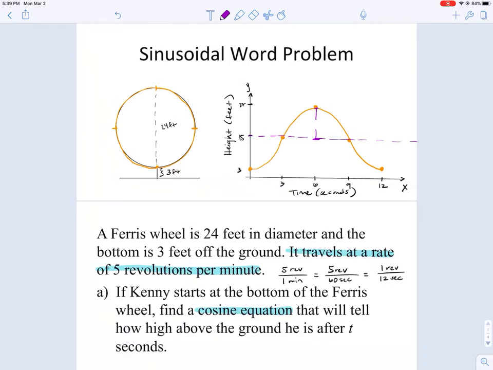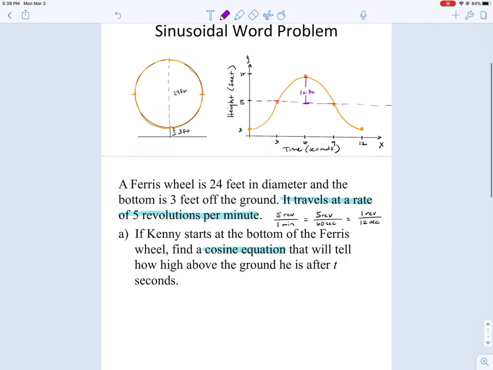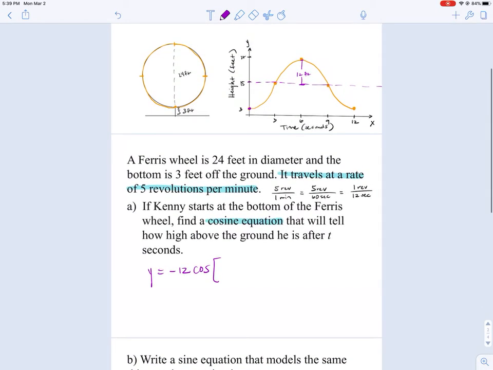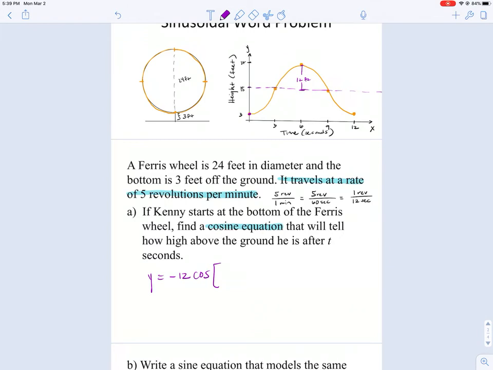is going to be half the diameter, or the radius of the Ferris wheel, which is 12 feet. So we'll have y equals negative 12, because if we're thinking of when x is equal to 0 as our starting point, negative 12 cosine. Now it takes 12 seconds to complete 1 revolution, so we can think about our period as being 12. So if we set 2 pi over b equal to 12 in order to solve for b, that means b would be pi over 6.